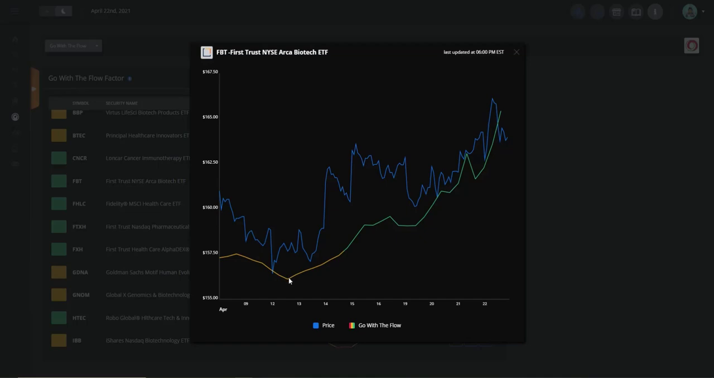You can see that it put in a local bottom on the 12th, and it's been nothing but inbound flows since, and it's still moving up, even with the broad market collapsing today. So this is a very agnostic tool that is highly effective for swing trading. One of the best I've ever seen.